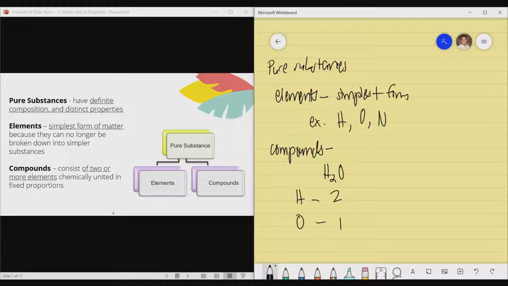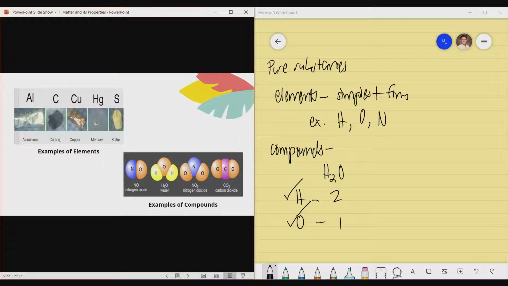Okay, yun po ang pagkakaiba. Basta elements, simplest form, compounds, ang keyword ay two or more elements. So, dahil sa compound na H2O, meron kang isang hydrogen or isang uri ng hydrogen at isang uri ng oxygen, compound ang H2O. Okay? Next, this slide will just show you examples of elements such as aluminum, copper, carbon, mercury, and sulfur, and these are examples of compounds. You have nitrogen oxide, water, nitrogen dioxide, carbon dioxide. Okay?